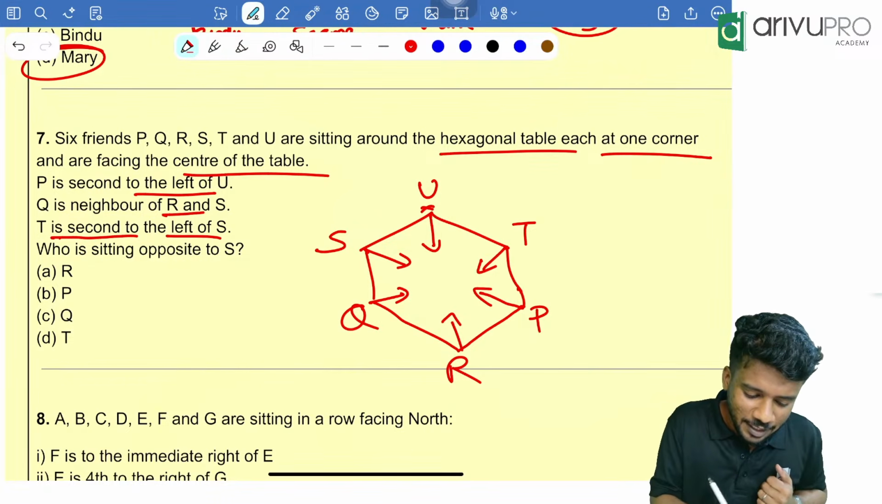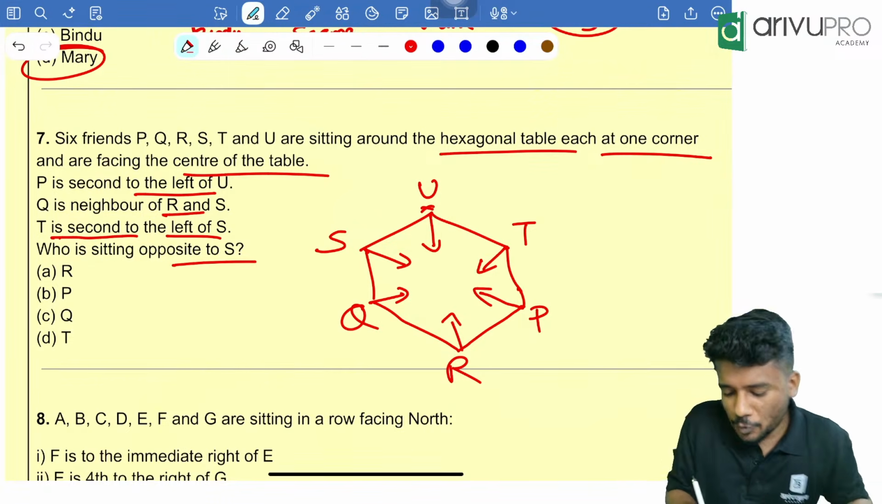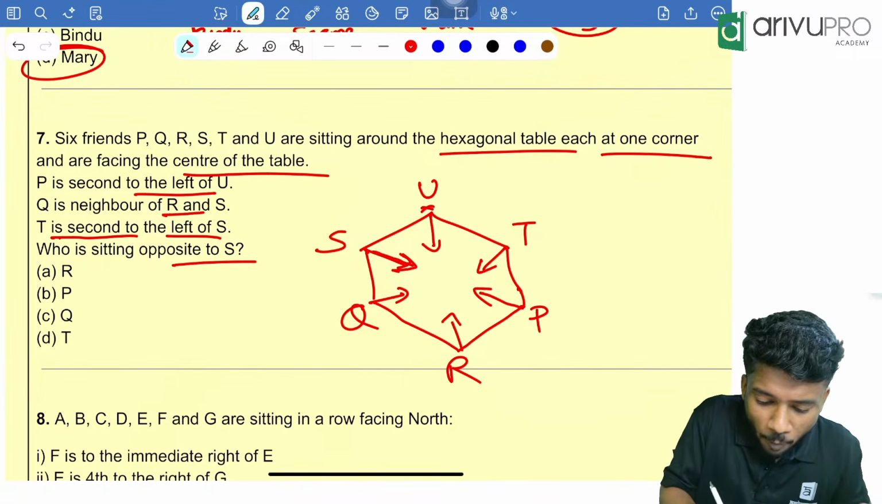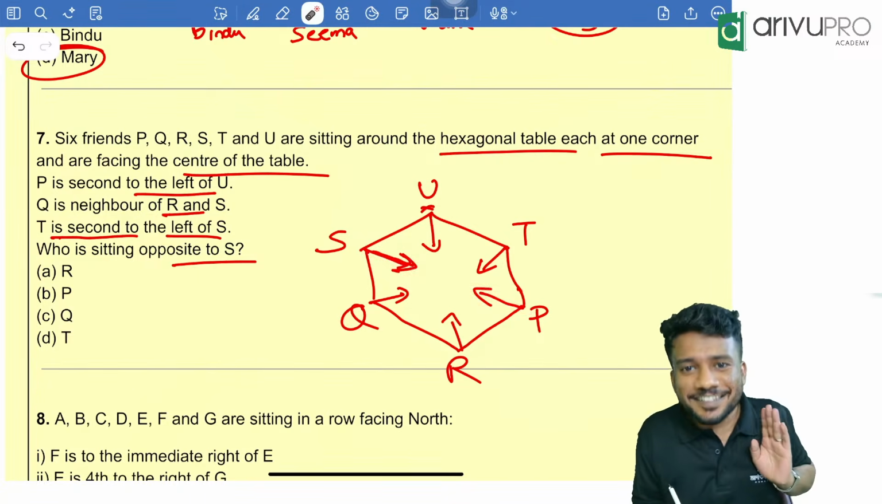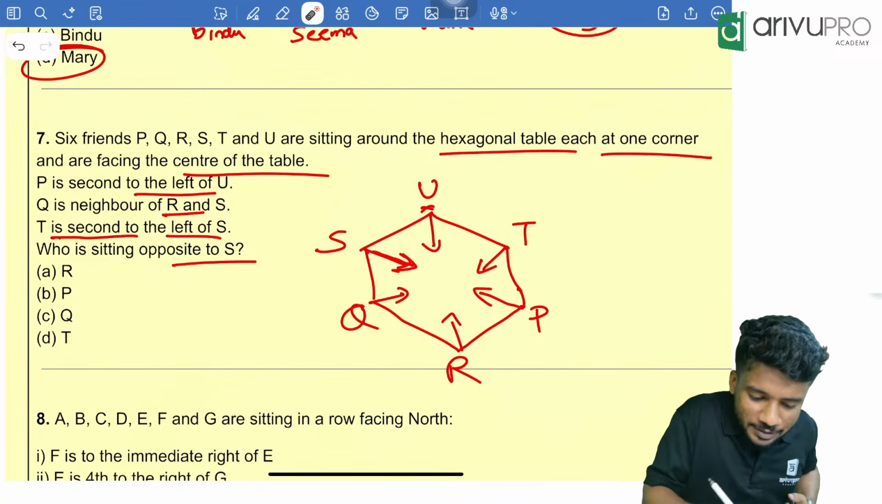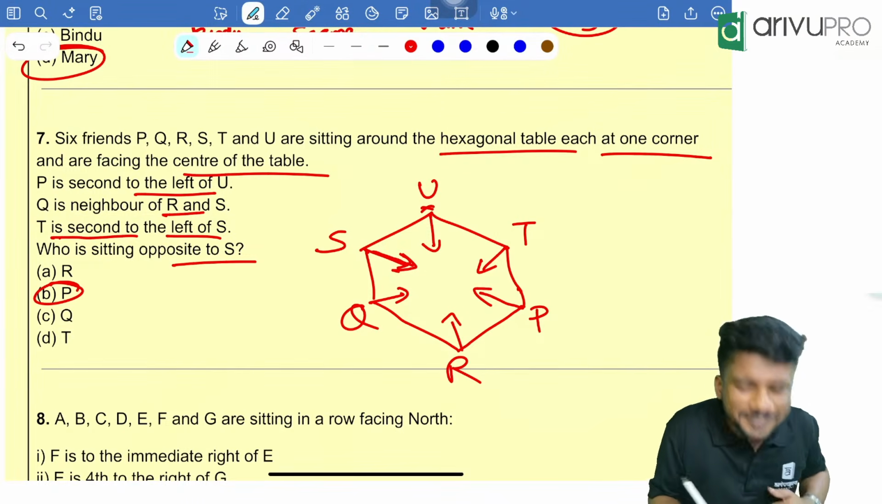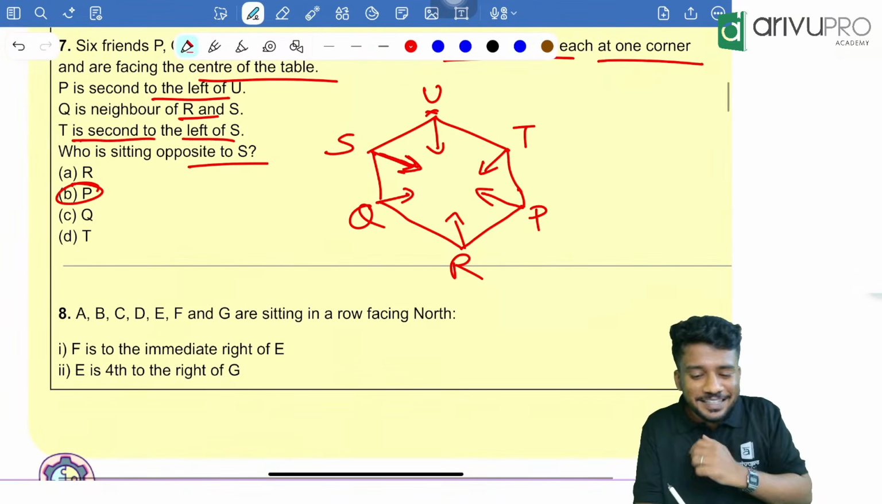Then what is given? Who is opposite to S is the question. Who is sitting opposite to S over here? S and P, if they lean together, they can see each other. So opposite to each other. Who is opposite to S? P is opposite to S. Option B is the answer.